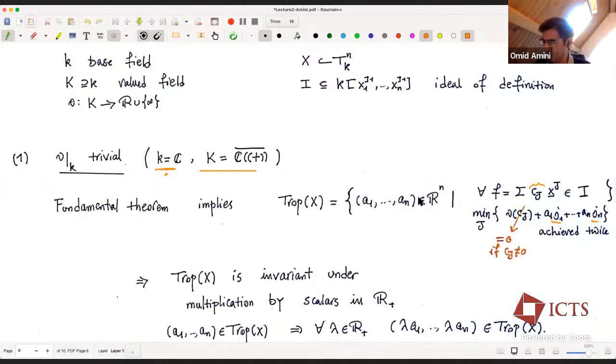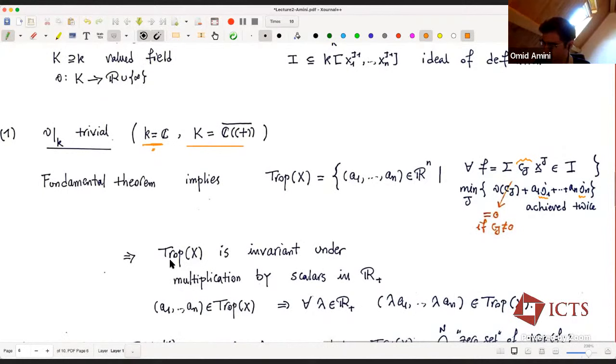From this description, you see clearly that the tropicalization of X is invariant under multiplication by positive scalars. Why? Because this is zero, so you just get this form. If a_1, ..., a_n verify this property, then lambda a_1, ..., lambda a_n also verify the same property as soon as lambda is greater than or equal to zero. Because if the minimum is achieved twice for a_1, ..., a_n, then if you multiply every element by lambda, you multiply all the terms by lambda, so you have the same property.